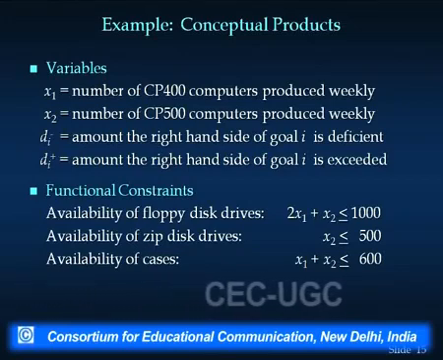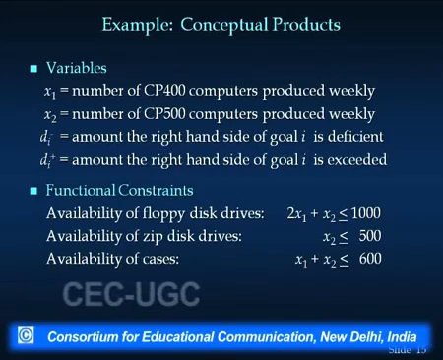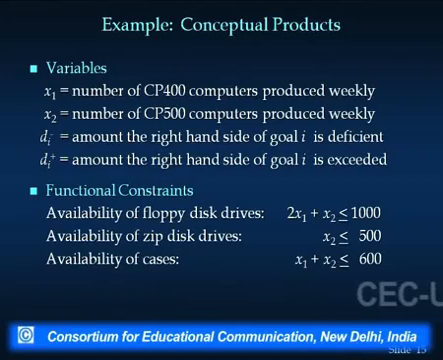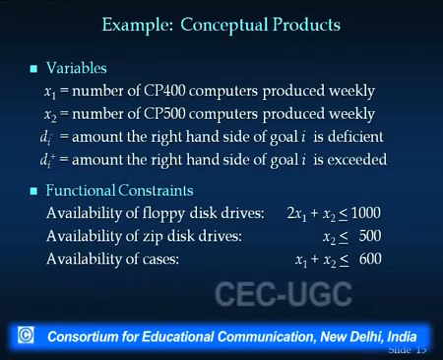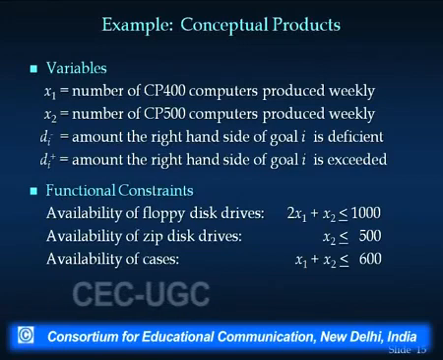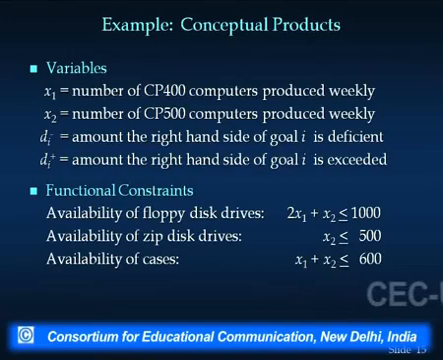Based on the availability of spares of these computers, availability of floppy disk drives, 2x1 plus x2 less than 1000, because the quantity available is only 1000 weekly. And availability of zip disk drives, x2 less than equal to 500, because only CP500, which is given by x2, uses zip disk drives.